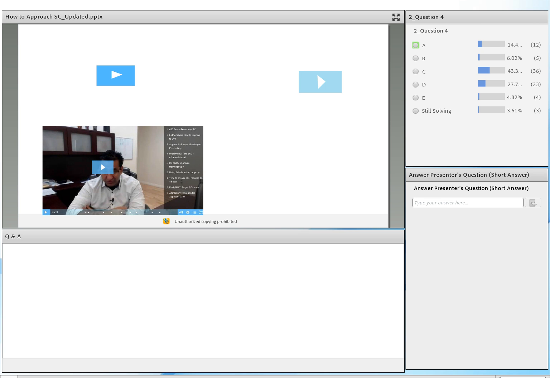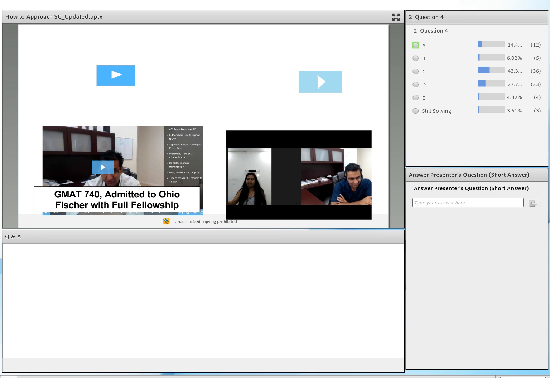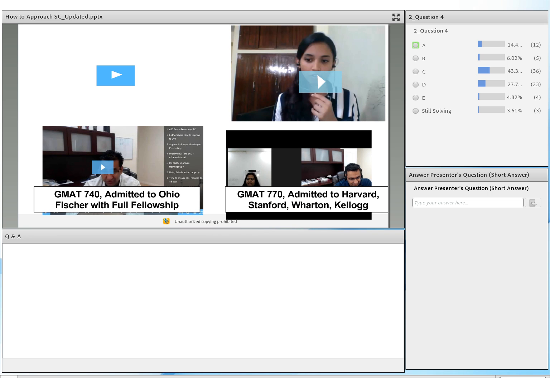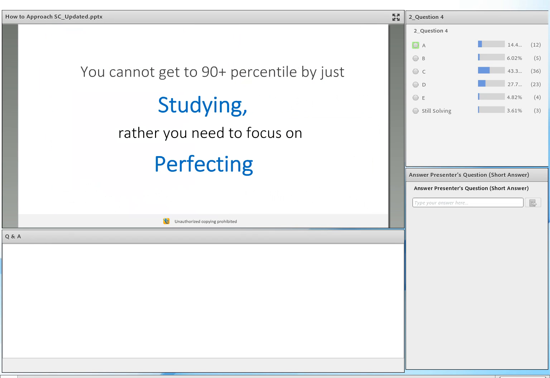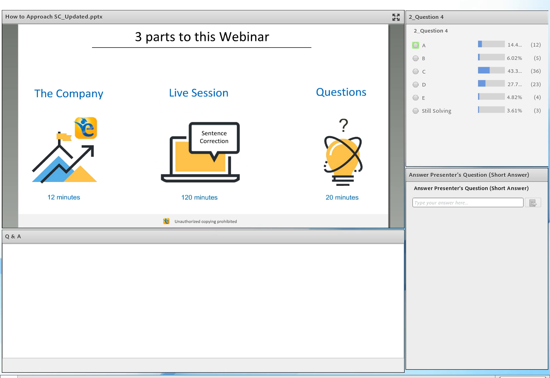To end this session, I understand that putting effort into GMAT requires sacrifices, but it's these sacrifices that take us to that next level in our lives, just as they did for Nishant, or for Mansi, or for Samya, or for Ria. So to summarize, you cannot just get to 90 percentile by studying. You have to focus on perfecting it.